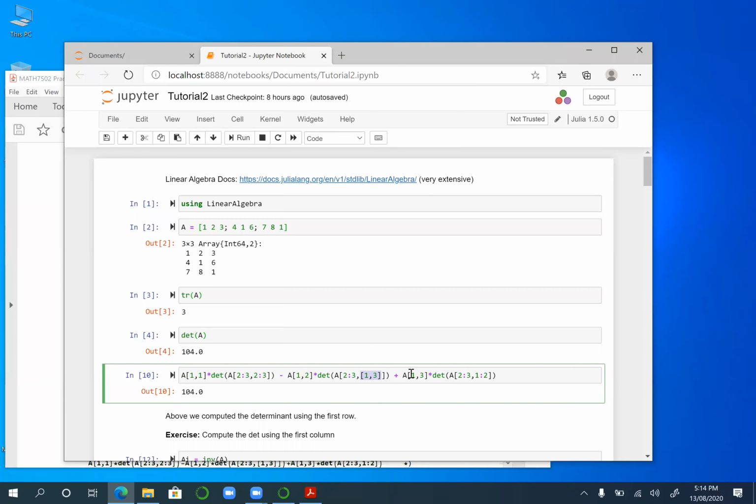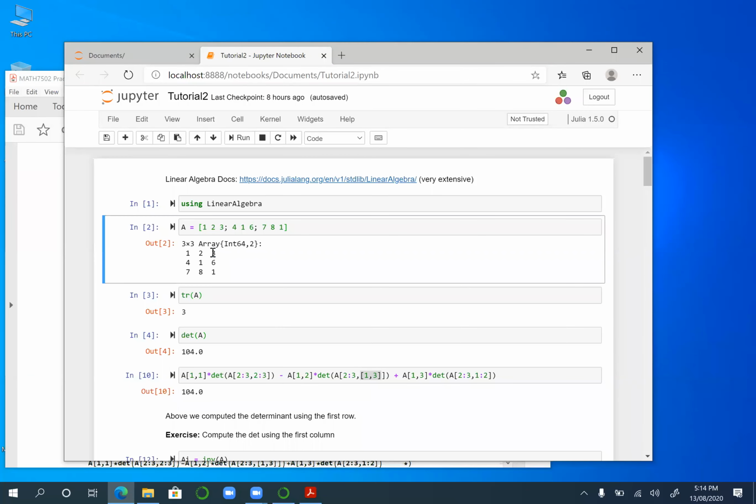All right, now continuing on, we then multiply by the A subscript 1, 3 entry, so top row, third column, and then multiply by the determinant that we get by crossing out the row and the column that that entry is in. In other words, if I'm crossing out the 1, 2, 3 and crossing out the column that contains 3, 6, 1, then I'm left with 4, 1, 7, 8. And that's the determinant that I want in that formula, okay?